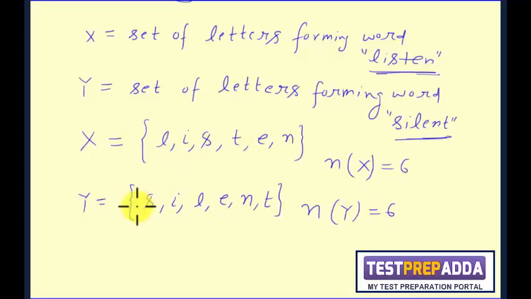Now, if you check all the elements of these two sets X and Y, you can find L is there in set X, L is there in set Y; I is there in set X, I is here in set Y; S is there in set X, S is here; T is there in set X, T is here in Y; E is there in the set, here also E; N is here, and you can see in set Y also. So each element of set X is in set Y, and each element of set Y is in set X. That is why the two sets will be considered as equal sets.